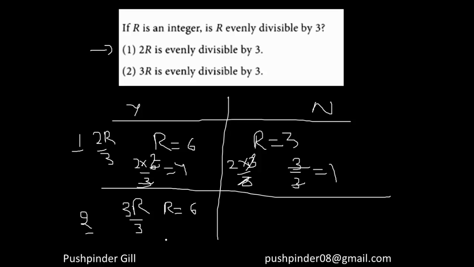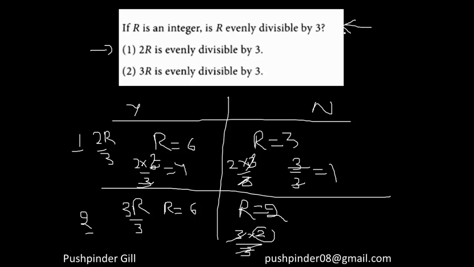If r is equal to 6, then 3r is evenly divisible by 3, and the number will also be evenly divisible by 3. I think we should establish that here. Now give me a value where 3r is evenly divisible by 3. Let's say r is equal to 2. If you put r equal to 2, 3 into 2 divided by 3 is evenly divisible by 3, because 3 gets cancelled. I'm only left with 3.